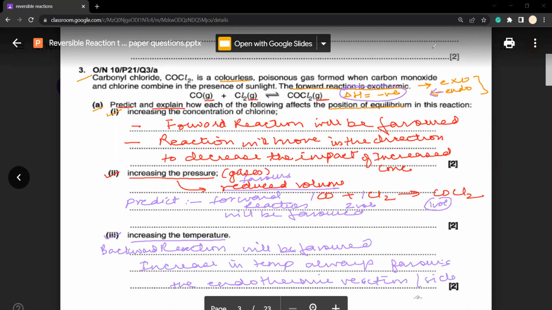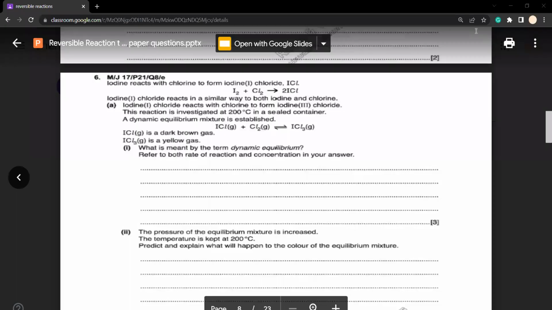So that is how you'll be answering the reversible questions, the questions based on reversibility on the basis of Le Chatelier's principle. This is another question from May/June 17, and it says that iodine reacts with chlorine to form iodine monochloride, ICl. So the equation is iodine reacts with chlorine to give you 2ICl.